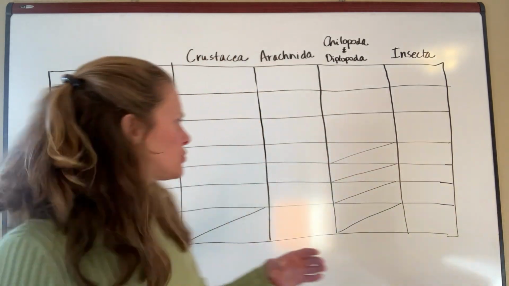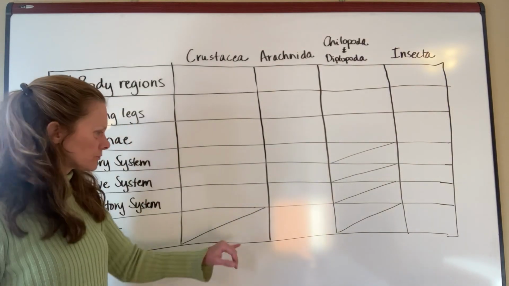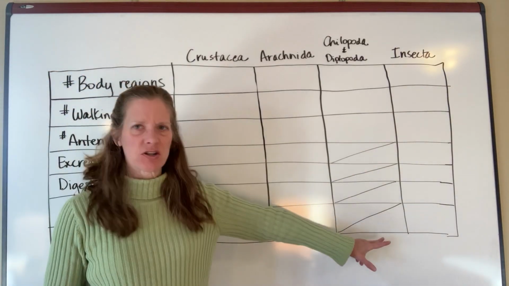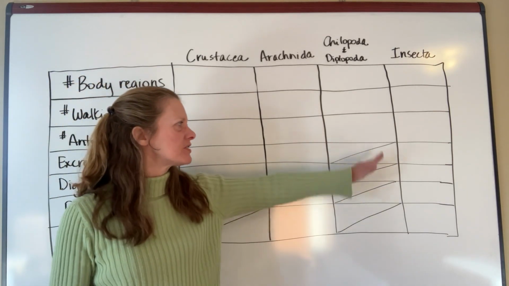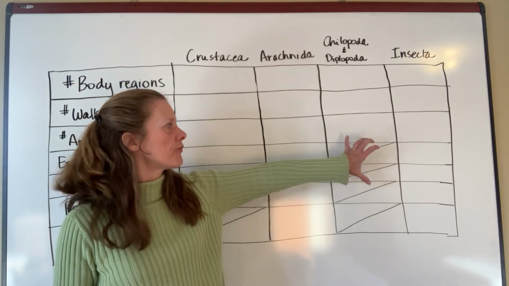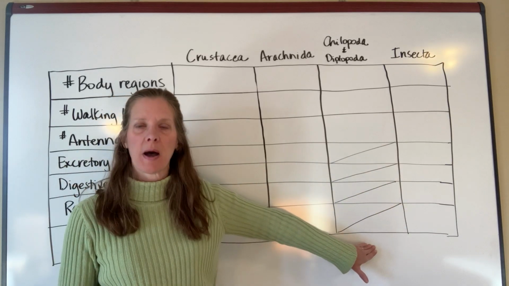I do have a few of the boxes with the slash mark through them because there wasn't a whole lot of information in the book, especially with these. This was a really, really short section, so you won't find a whole lot about your chilopods and your diplopods.